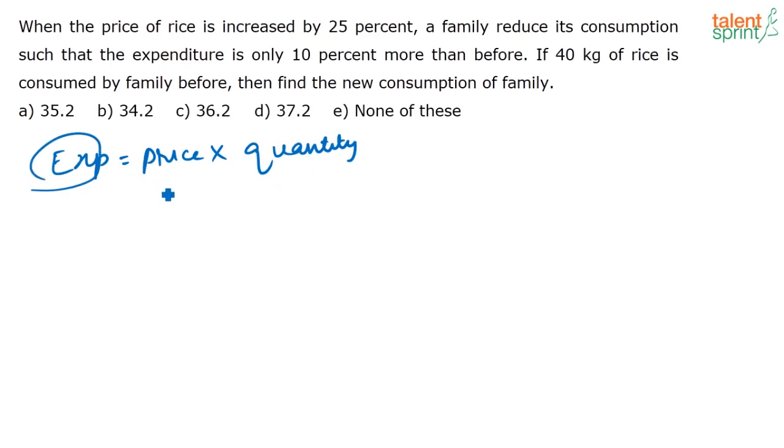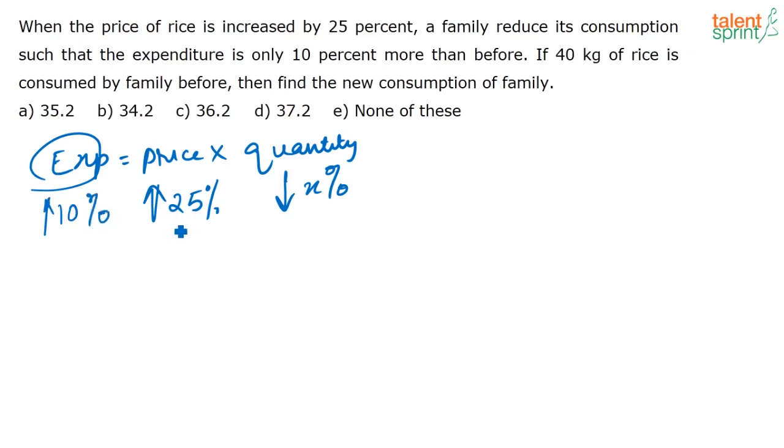Here what is happening? The price is increasing, correct? The price is increasing by 25% and the quantity that you are buying is decreasing. By what percentage? They have not given. So I am going to take it as X percentage. Because of an increase in price of 25%, the quantity that I am buying is decreasing by X percentage. Now what is the effect it is having altogether? The effect it is having altogether is the expenditure is increasing by 10%, correct? So this is the information given.